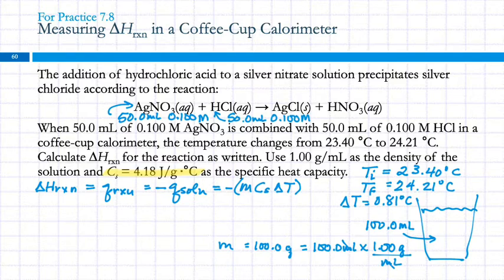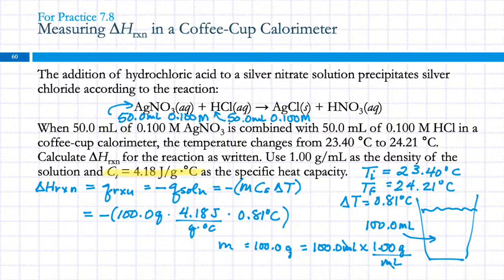So plugging those numbers in, I'm going to keep this negative sign out here. The mass is 100 grams, specific heat capacity 4.18 joules per gram degree Celsius, and temperature change is 0.81 degrees Celsius. So this is negative 338.58 joules.